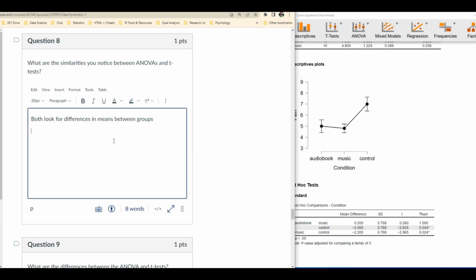In addition to this, they both have categorical independent variables, aka groups, and a quantitative dependent variable. Because we're talking about means, and when we're talking means, we're talking about quantitative.